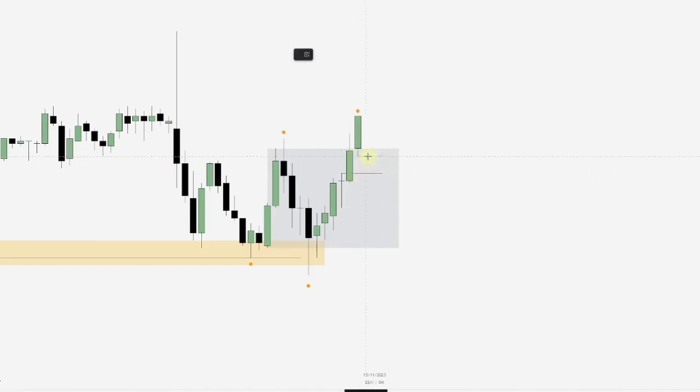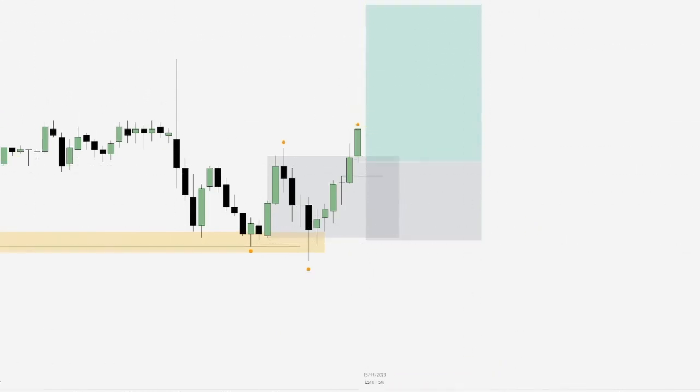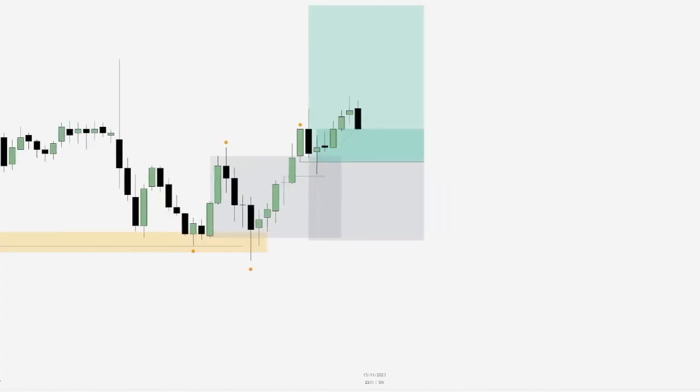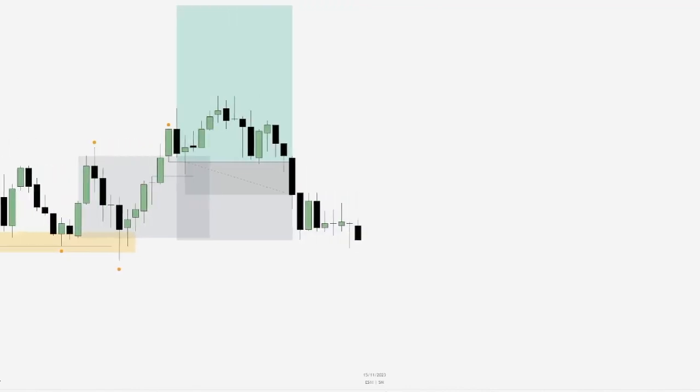So looking to take an entry at the fair value gap, my stop below the breaker and targeting 2R, it would look something like this. So let's see how this works out. But here we get filled. And there we get stopped out.